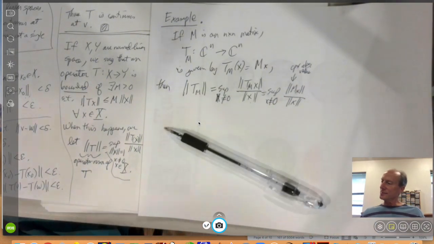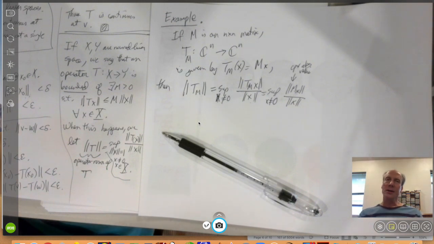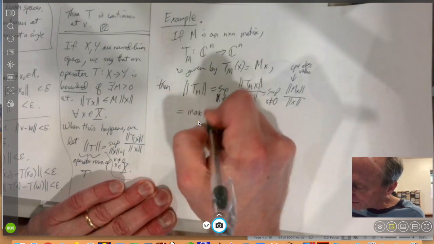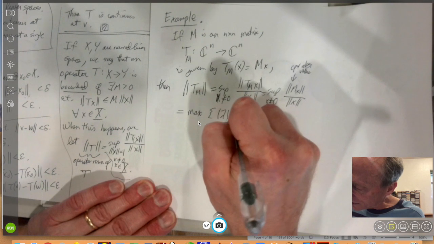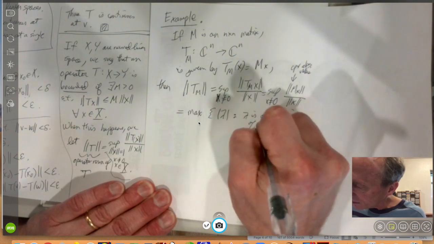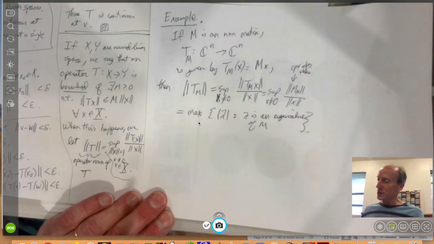So this is actually kind of tricky to think about. Any ideas on this? You're right, Lucas, it does have to do with eigenvalues. Good. Yes, Shaylin, the maximum eigenvalue is a good idea. Yeah, in fact, it's the eigenvalue with the maximum absolute value. So it turns out to be the maximum of the absolute value of lambda such that lambda is an eigenvalue of M. So that turns out to be what that is.